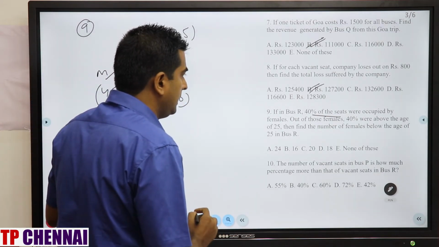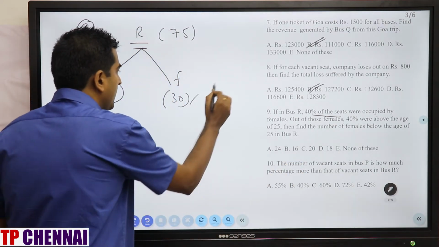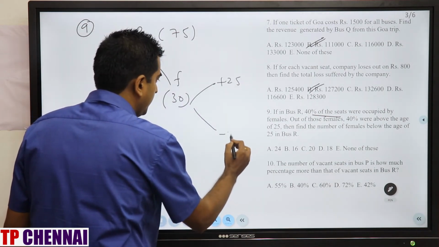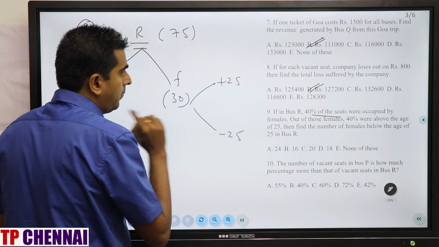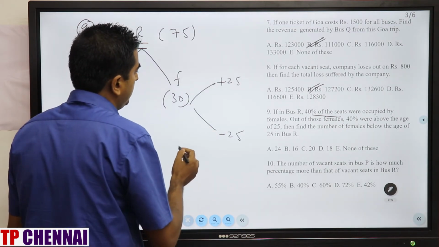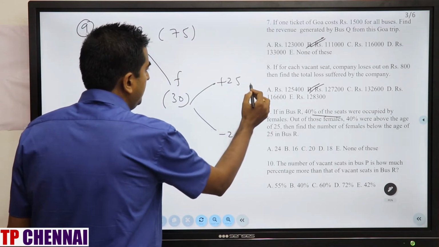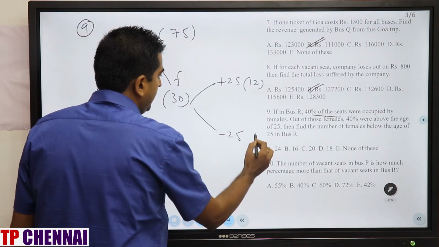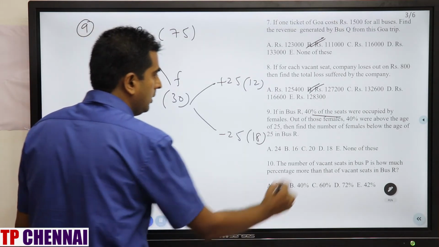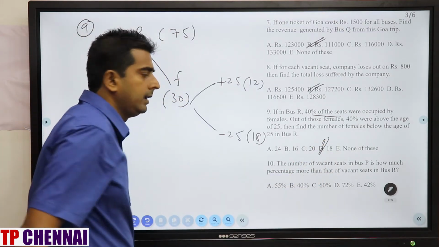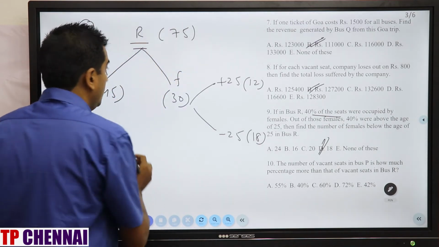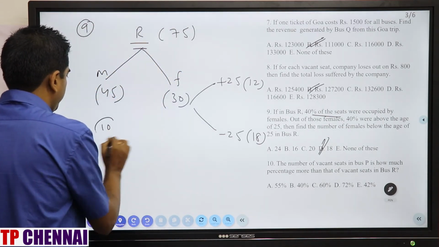Out of this 30, 40 were above 25. So that means 2 by 5 of this number, 12. 12 is above 25. 18 is below 25. What they are asking? Below only. What is the answer? 18 directly. Clear? Fourth option.